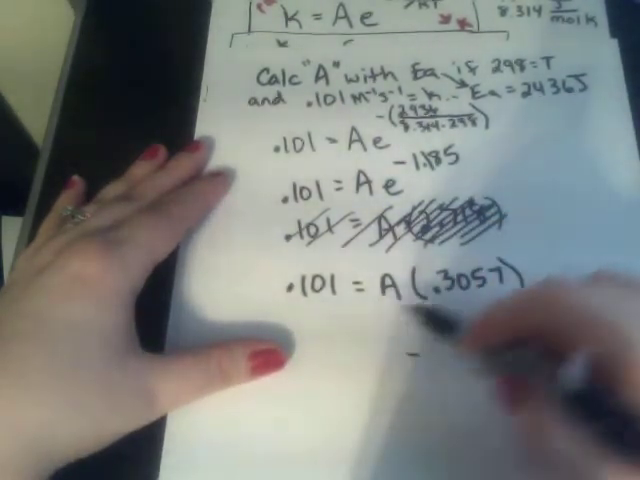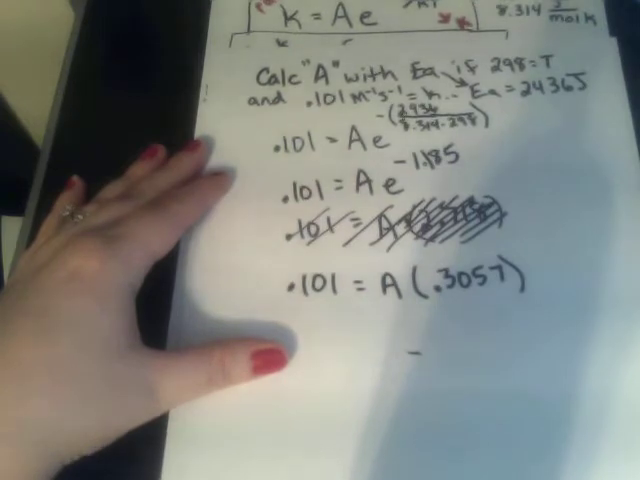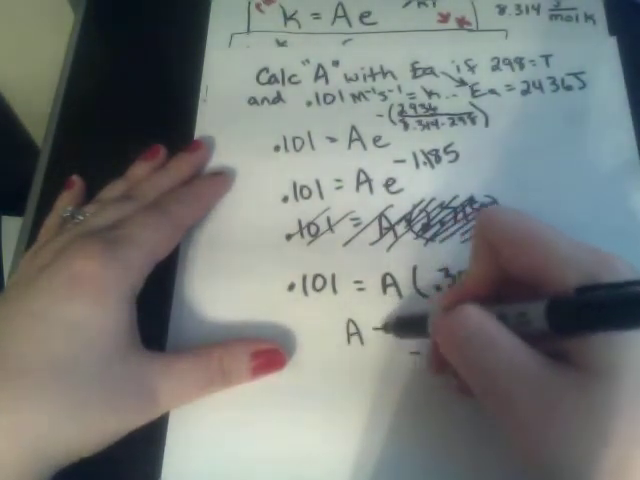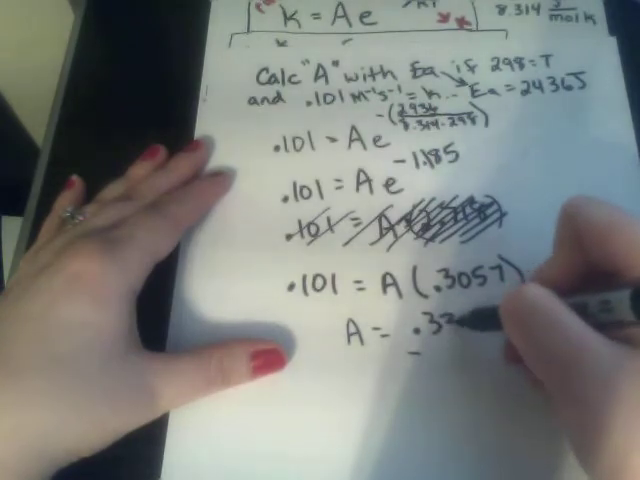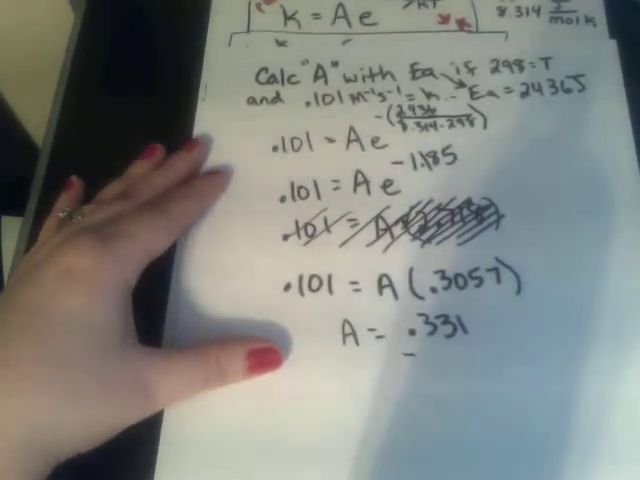So then to solve for A, we just divide 0.101 by that. And we get A equals 0.331. And what are the units for A? There are no units, so that's actually the answer.